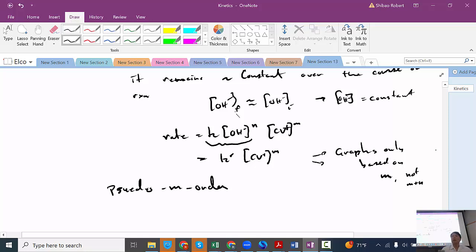And so we'll just make plots of the crystal violet concentration versus time, and then we can see which one's most linear, and then we can get M. But then that leaves the question, how do we get N?